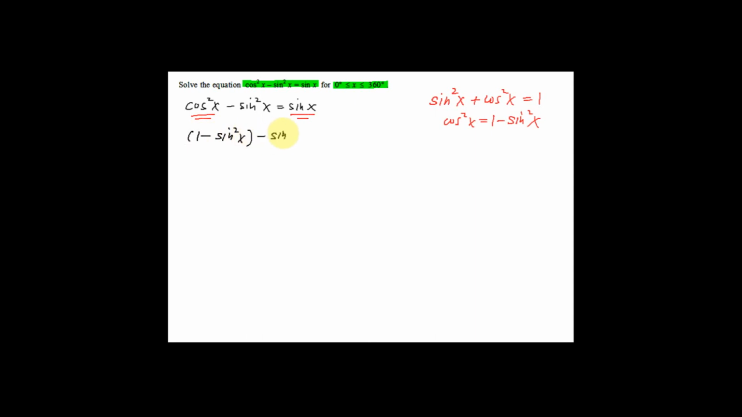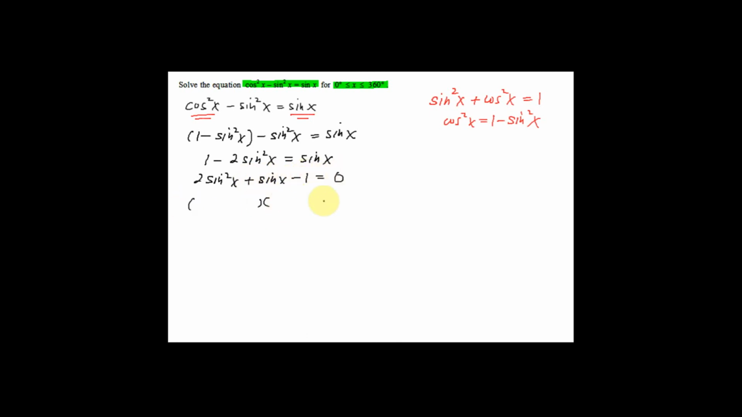So cos square x equals 1 minus sin square x. You have minus sin square x here equal to sin x. This is a quadratic equation in terms of sin x. So you have 1 minus 2 sin square x equal to sin x, which gives 2 sin square x plus sin x minus 1 equal to 0.